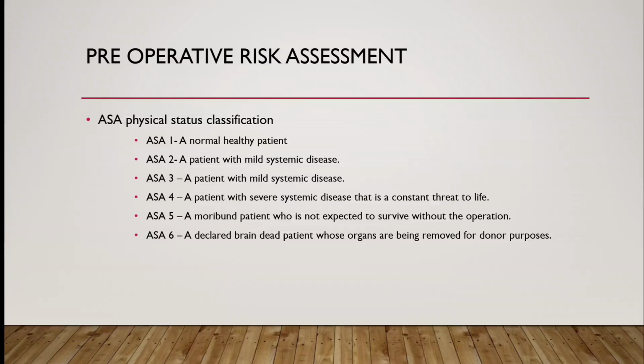Next, preoperative risk assessment. For preoperative risk assessment, ASA physical status classification, which means ASA 1 represents a normal healthy patient, ASA 2 a patient with mild systemic disease, ASA 3 a patient with severe systemic disease, ASA 4 a patient with severe systemic disease that is a constant threat to life, ASA 5 a moribund patient who is not expected to survive without the operation, ASA 6 a declared brain dead patient whose organs are being removed for donor purposes.